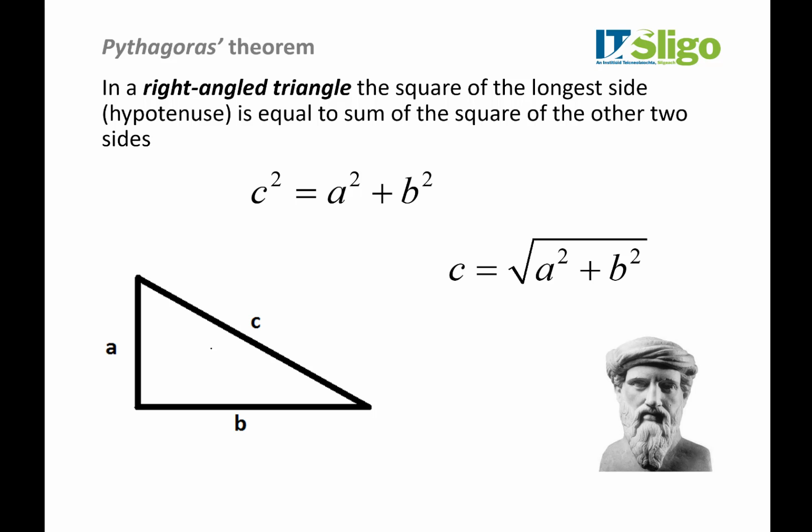So it's really a case of just identifying which values you have. Do we have a, b, or c? You'll need two of them. And then you can compute the third.